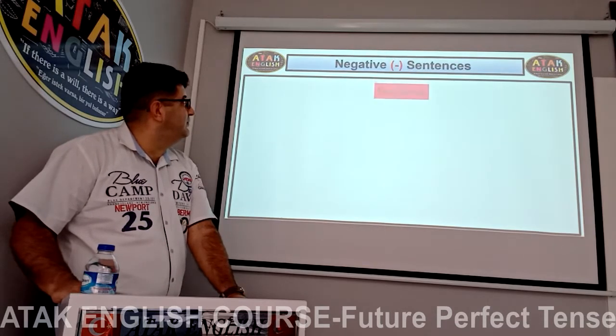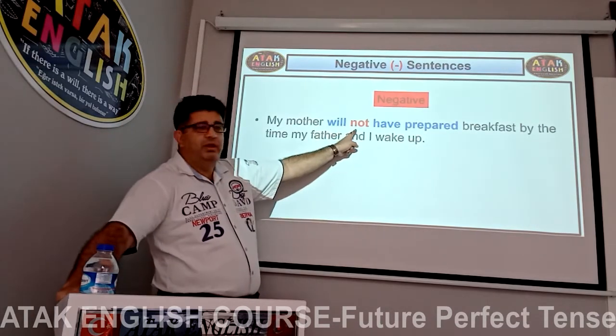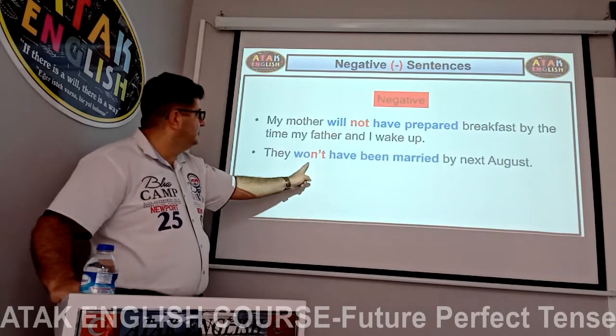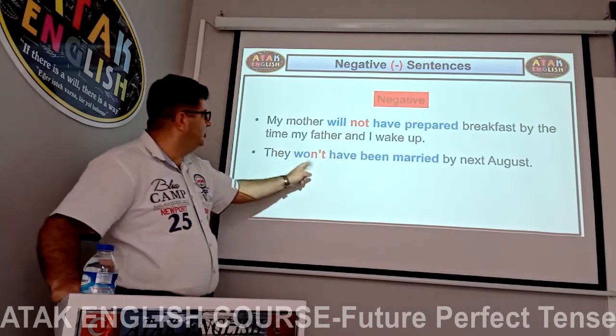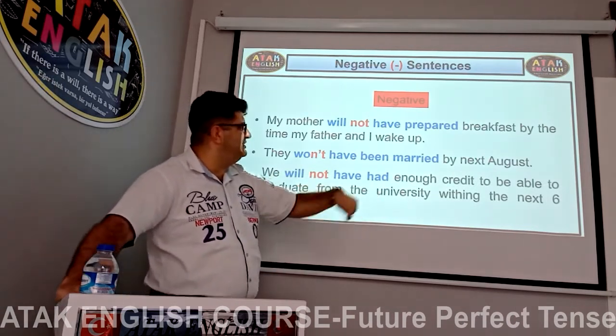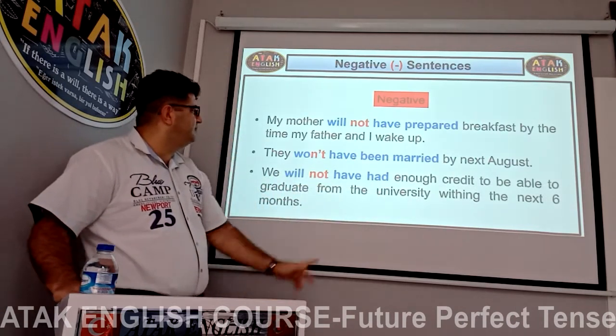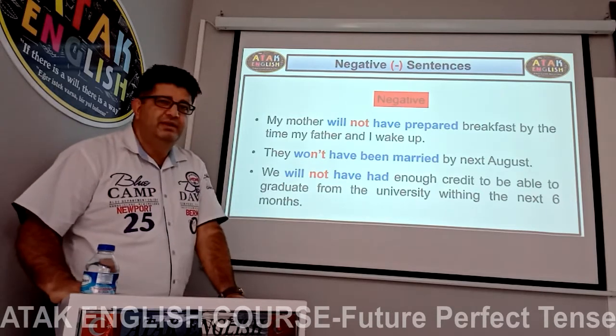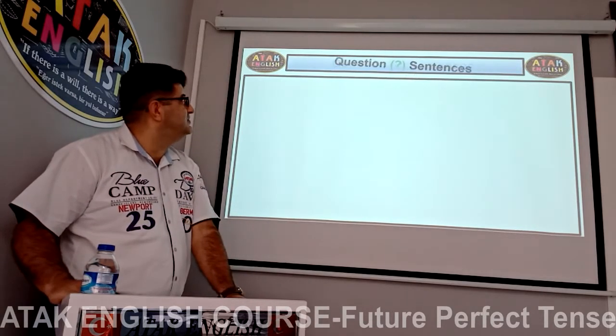In negative form, we just put not. You can say will not, or you can also say won't. We will not have had enough credit to be able to graduate from the university within the next 6 months. Let's see the question form.